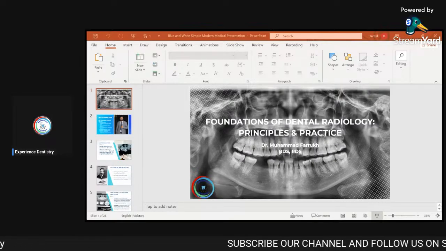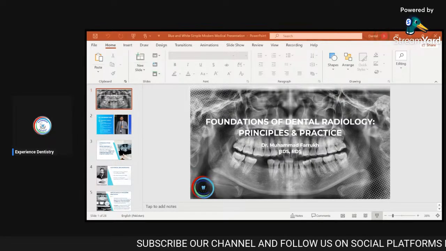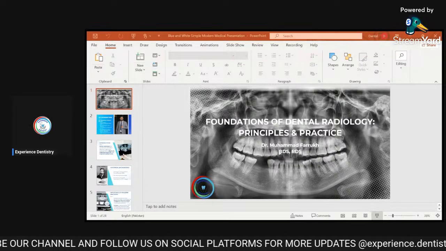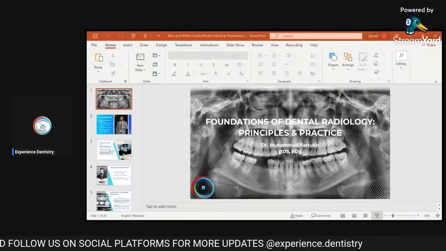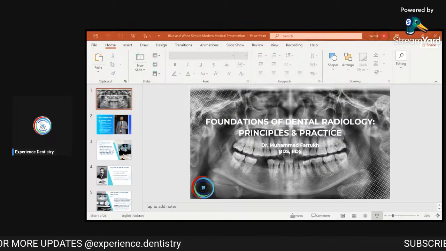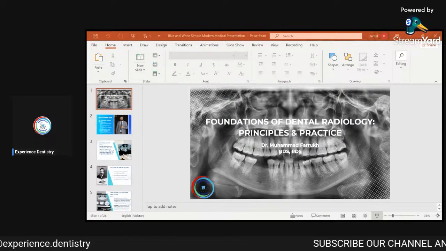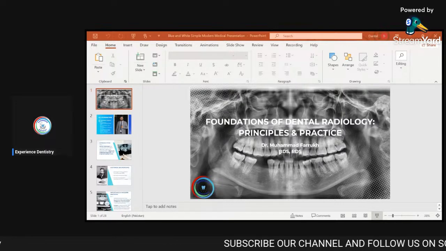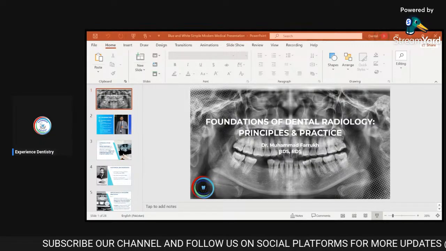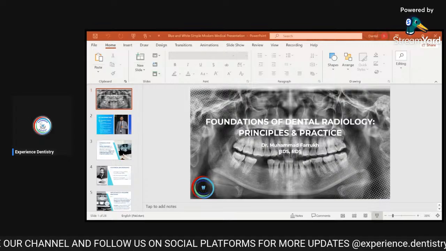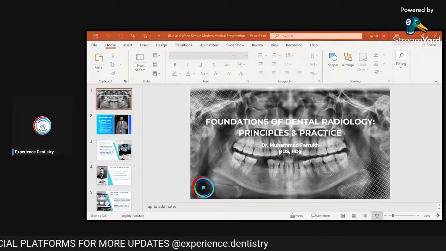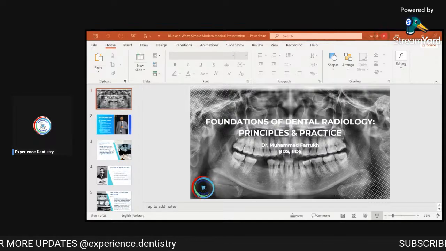CBCT is a 3D technique in which you can analyze the bone level from all aspects and see how close the dental implant is to structures. If you are placing an implant in the mandibular molar region, you can see how close the inferior alveolar nerve is to the implant. It has made life much easier. We started with film, and now we are in the digital era. See how much dental X-ray has been revolutionized.